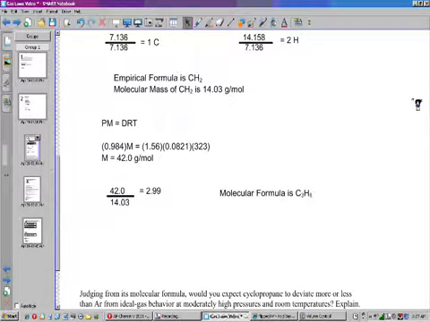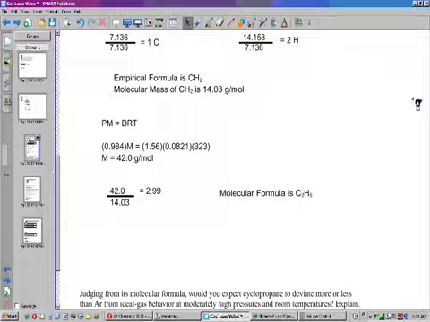We want to know what the molecular mass of the molecular formula is, so we use afternoon dirt. It's a simple plug and chug. You just have to remember to convert Celsius into kelvins, and M should equal 42.0 grams per mole.